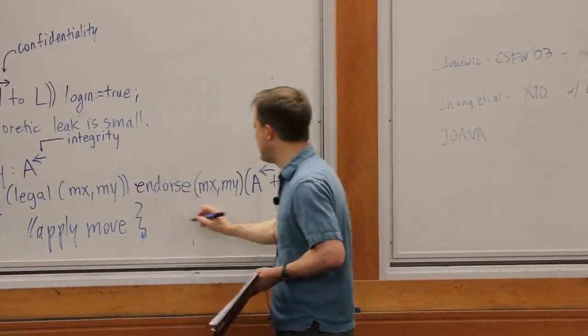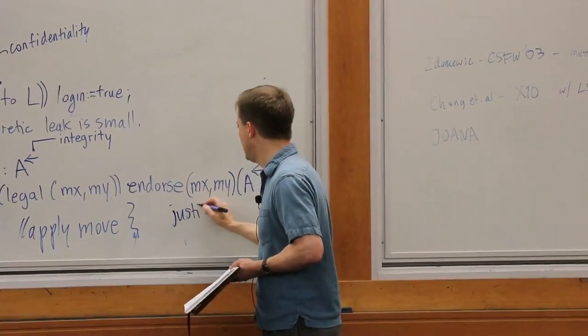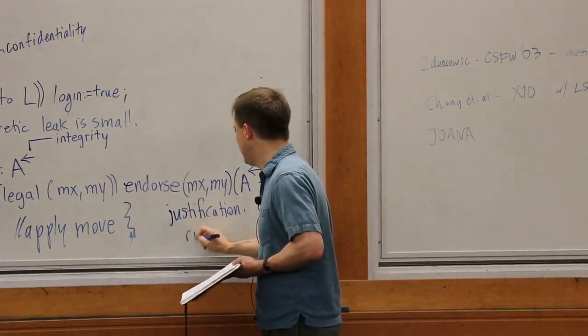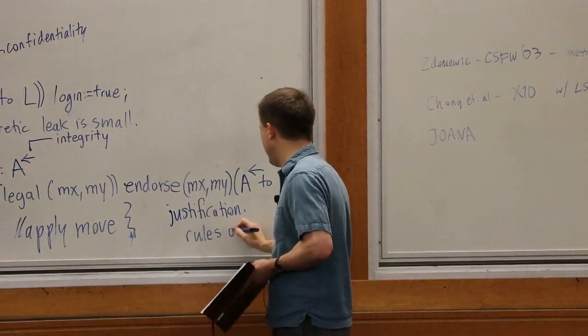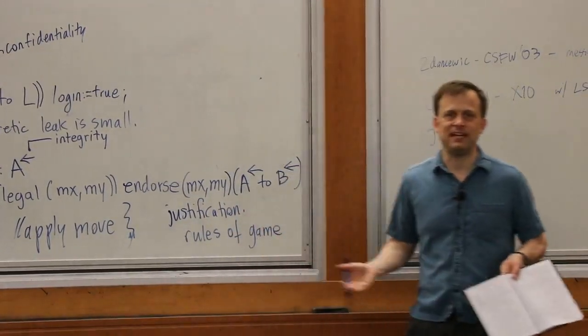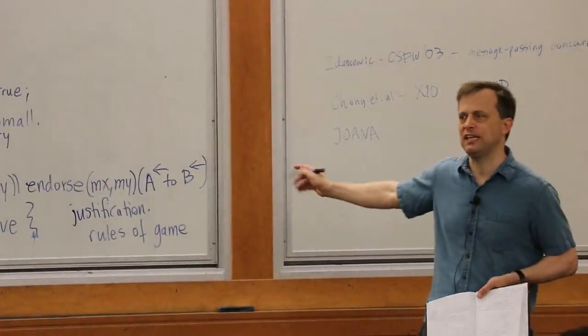So what's the justification? Well, basically, this is the way that games work. Right? It's the rules of the game that A gets to decide what their move is, as long as the move is legal.